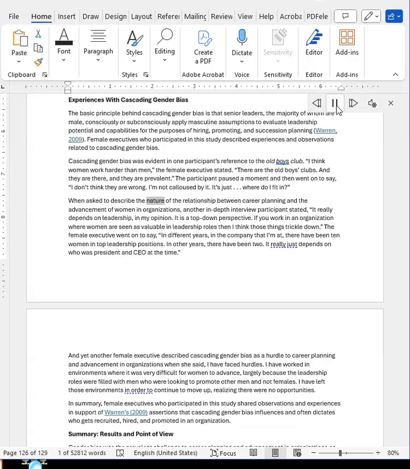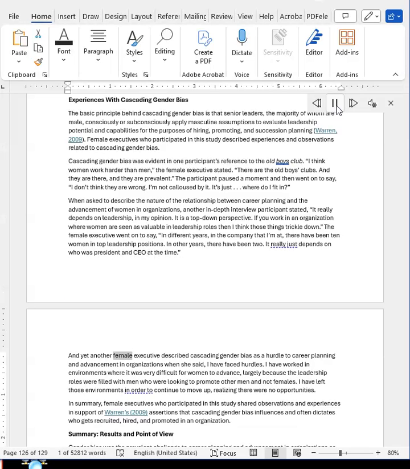When asked to describe the nature of the relationship between career planning and the advancement of women in organizations, another in-depth interview participant stated, "It really depends on leadership, in my opinion. It is a top-down perspective. If you work in an organization where women are seen as valuable in leadership roles, then I think those things trickle down." The female executive went on to say, "In different years, in the company that I'm at, there have been 10 women in top leadership positions. In other years, there have been 2. It really just depends on who was president and CEO at the time."